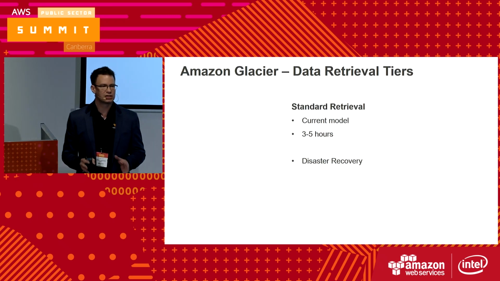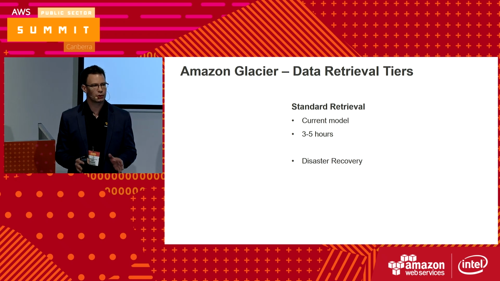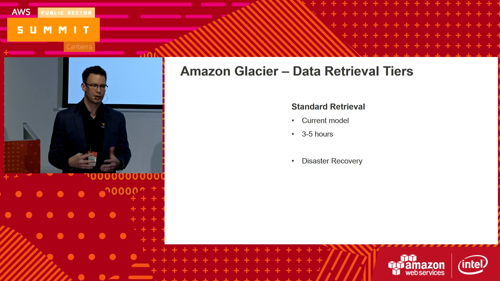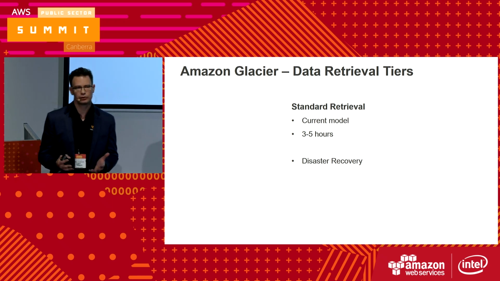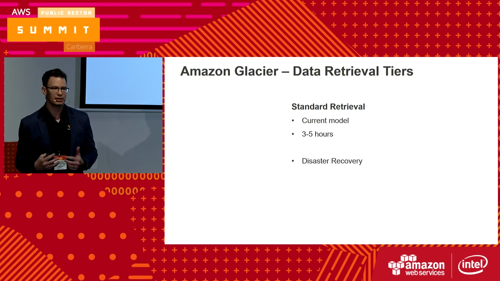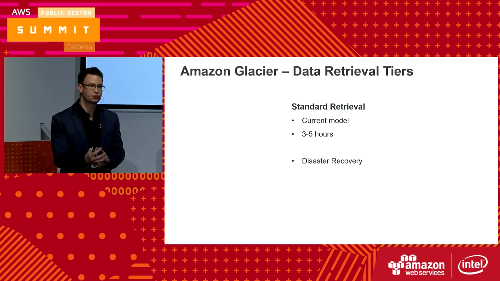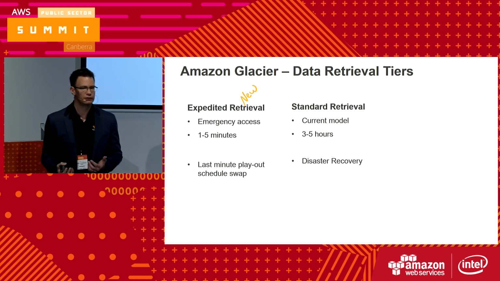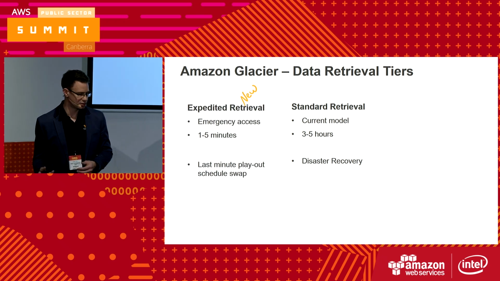Okay, finally, Glacier, I just wanted to make sure you were aware that it has some new retrieval tiers. So you're probably aware already that it can do retrievals in 3 to 5 hours. But some of our customers were in the situation where they're like, in an emergency, I just really want to be able to get that data. So we introduced expedited retrieval, where you can get it in 1 to 5 minutes.